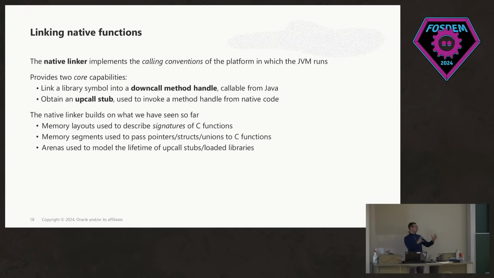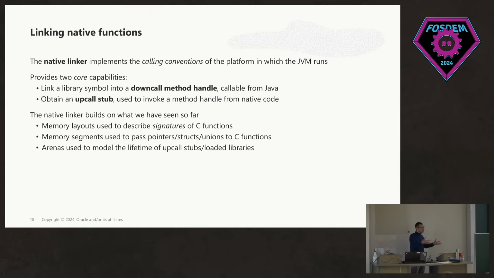The second capability is kind of the reverse of that. We have a method handle that describes some Java computation. We want to turn it into a function pointer, so a memory segment, that we can then pass back to native code. This approach is inspired by, for example, Python ctypes or libffi. These are kind of the main inspiration.